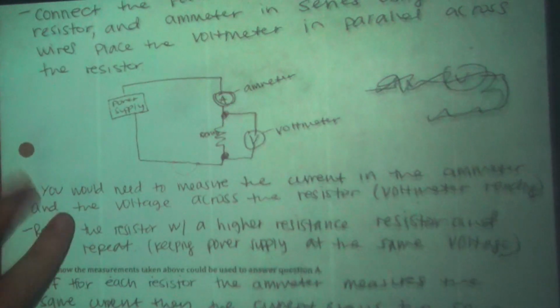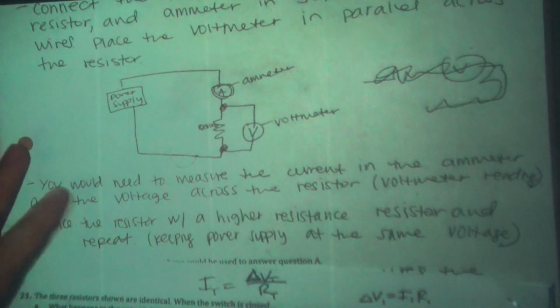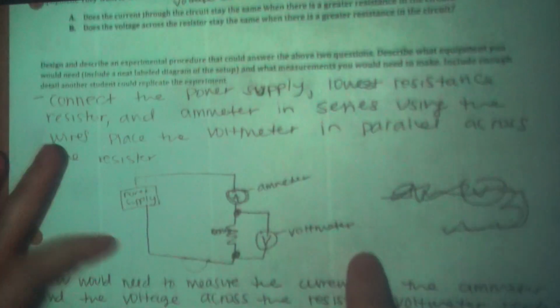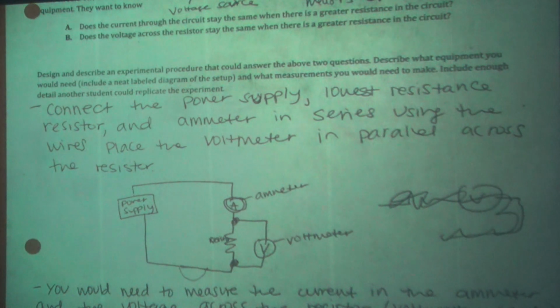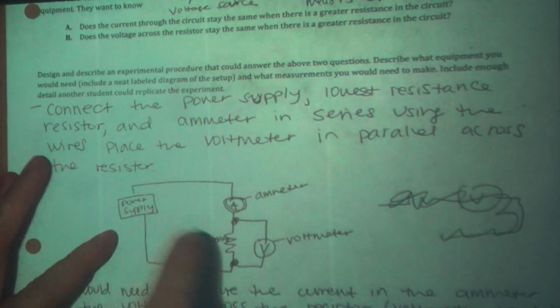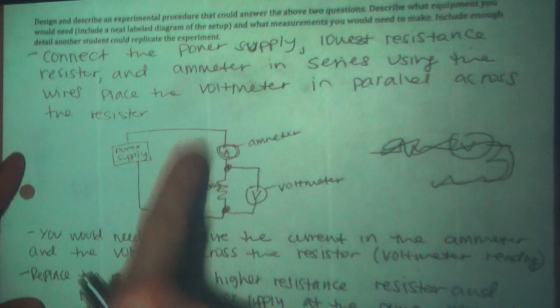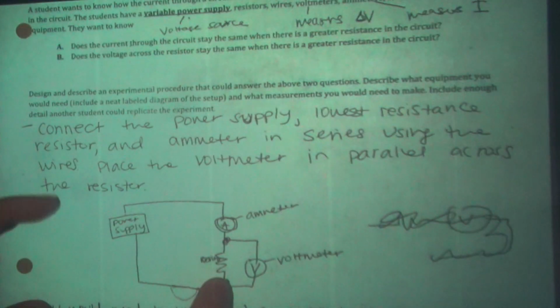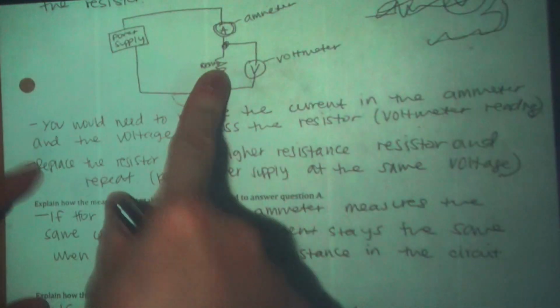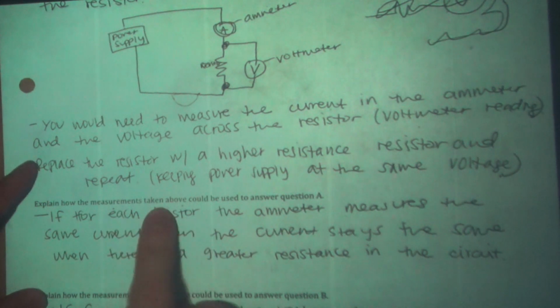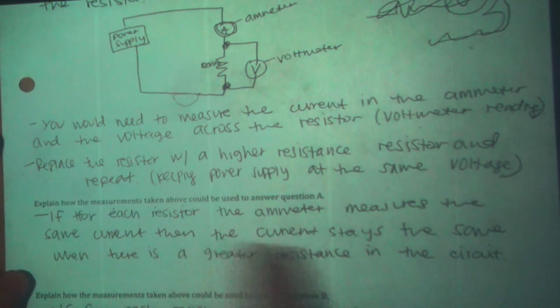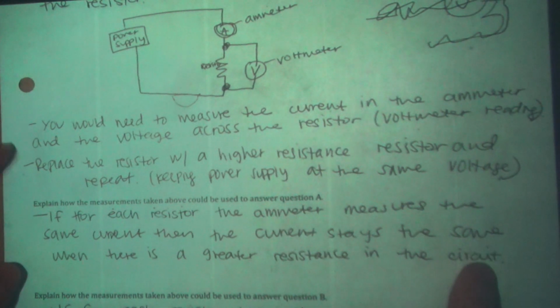Explaining how the measurements shown could be used to answer question A. Well, question A asked, does current through the circuit stay the same when there is a greater resistance in the circuit? So it's pretty easy to answer that question. If you increase the resistance, which is what we said we would do, we replace the resistors with higher resistance, and then we measure the current. So if for each resistor the ammeter measures the same current, then yes, current stays the same when there is a greater resistance in the circuit.